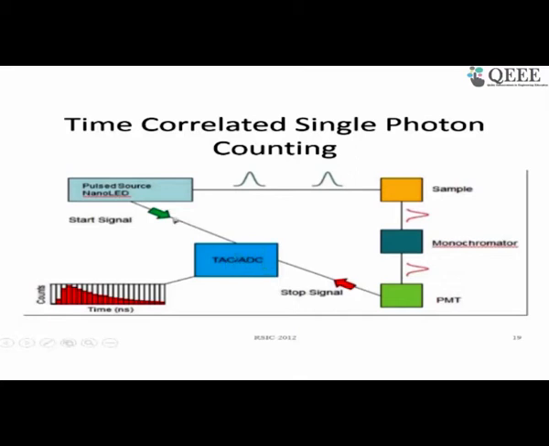What this box does is, when this light source starts a pulse, it gives a voltage which is taken into account at the beginning of the process. It comes to here, the sample absorbs, the sample emits, and it reaches the PMT. At that time it gives another signal, a stop signal. So there is a start signal and a stop signal. The difference between the start and the stop is the time taken by the whole process, okay.